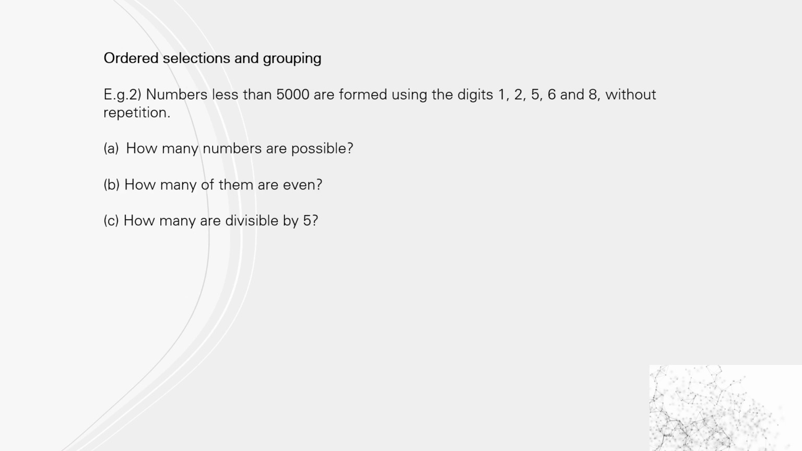The second one. Numbers less than 5,000 are formed from 1, 2, 5, 6, and 8 without repetition. Once again, without repetition means that we're into our factorials or permutations, or ordered selections in this case. And we want to find how many numbers are possible, how many of them are even, and how many are divisible by 5.